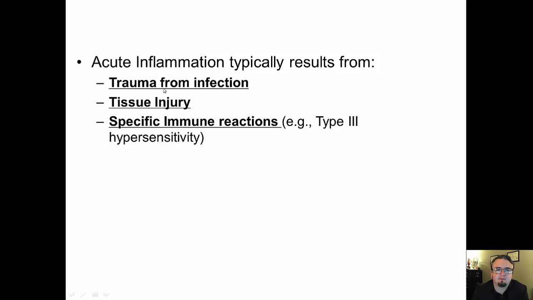And so as I mentioned, it can happen for a variety of reasons. Trauma from infection, injury, even one I didn't mention would be a certain type of immune reaction. And we'll talk about this in chapter 16 actually, but an example is a type 3 hypersensitivity reaction. So these are a variety of different things that can cause it, some more common here. So we're really going to look at it in the next couple slides in response to an injury and infection simultaneously.